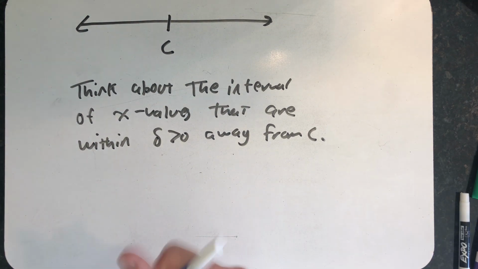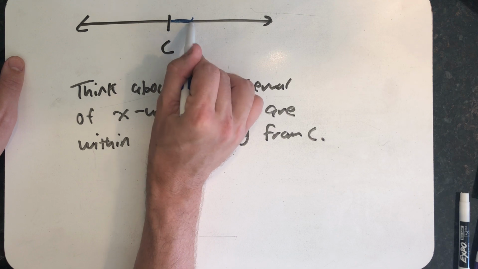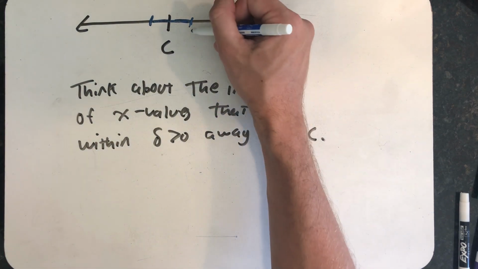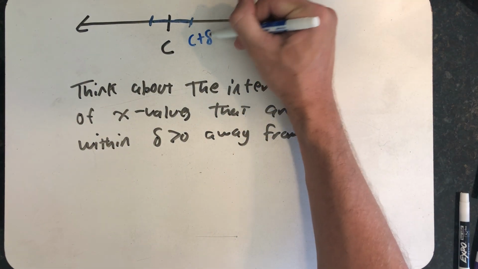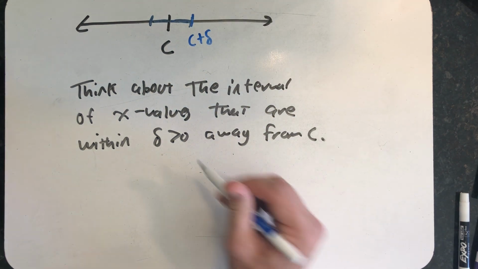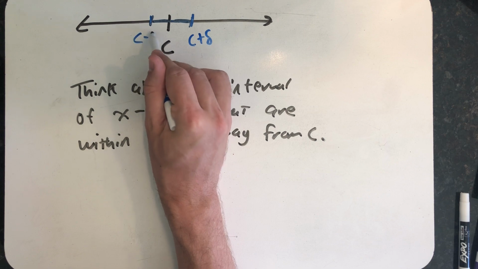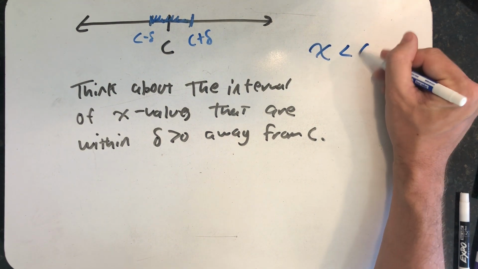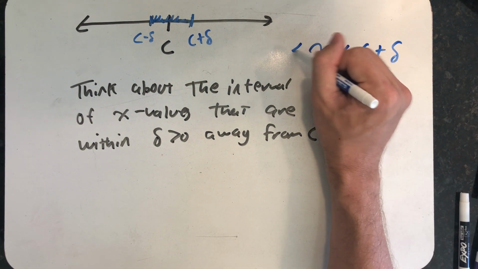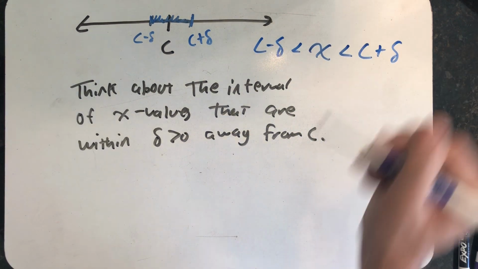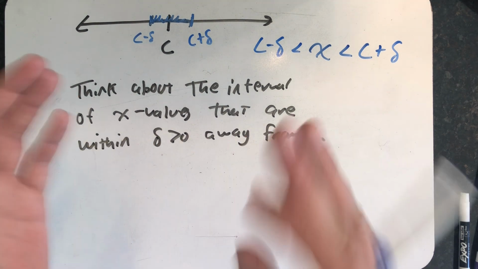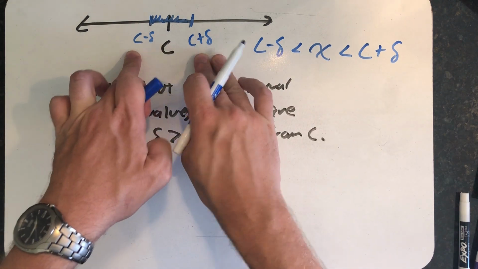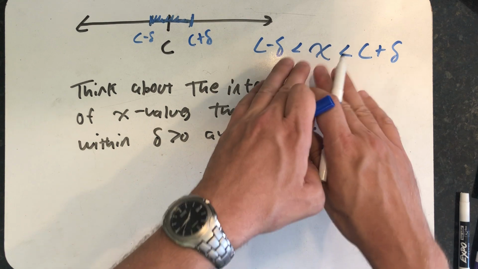Well, what I'm really thinking about is that blue interval that I'm allowed to go to the right delta some distance, and to the left that same distance delta. I went to the right by delta, so this number on my number line would be c plus delta. This number here would be c minus delta. And the x's in that interval would simply be the x's between those two numbers. c minus delta is the leftmost thing, c plus delta is the rightmost thing, and the x's I care about are in the middle. So there I have it.